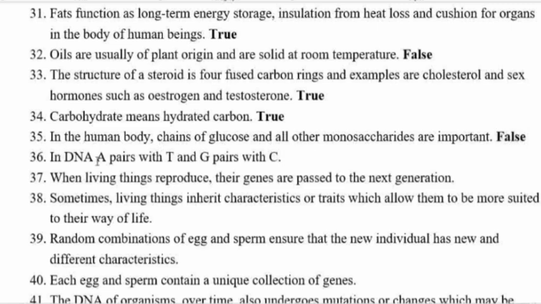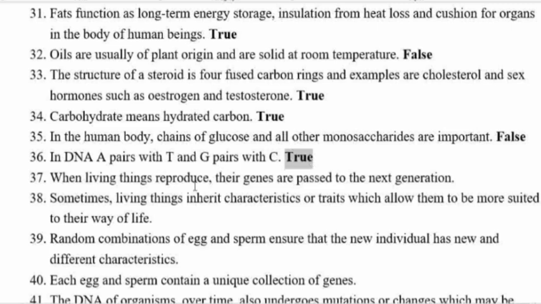Now, number 36 is saying that in DNA, A pairs with T and G pairs with C. So in other words, in DNA, adenine pairs with thymine, and guanine pairs with cytosine. Okay, so yes, this one too is true. So question 36 is true. A pairs with T and G pairs with C.